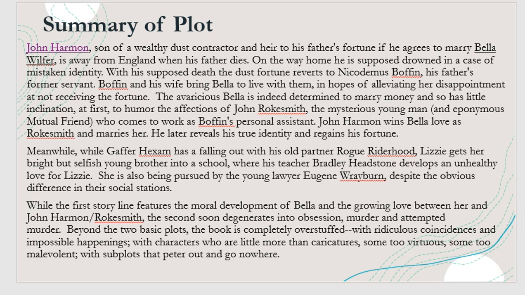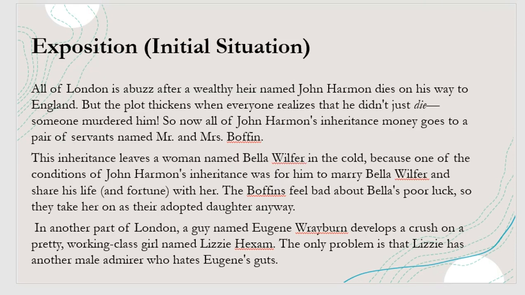So let's move to the first part of the plot, which is the exposition or initial action. We have here the initial situation. All of London is abuzz after a wealthy heir named John Harmon died. He is the man the plot is centralized around. When John Harmon died, the inheritance money goes to servants named Mr. and Mrs. Buffin. So that's the first part.